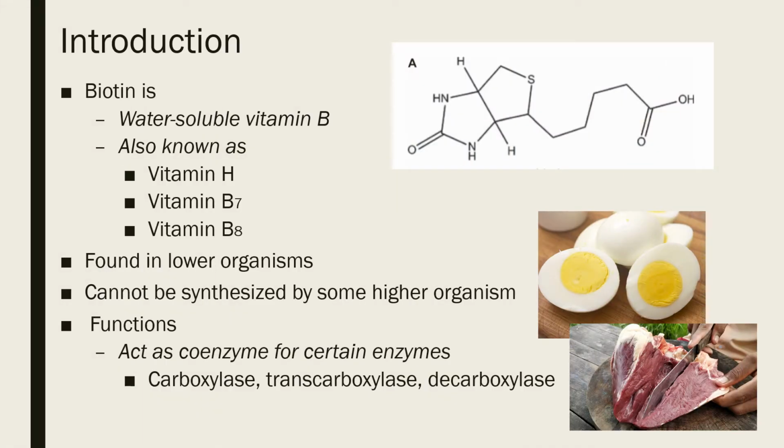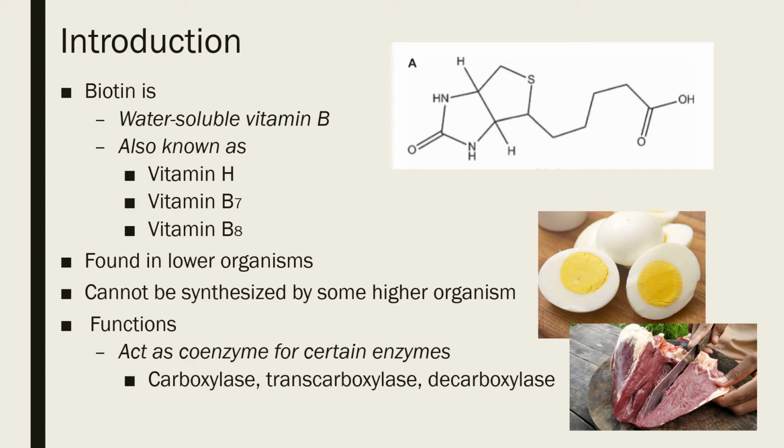Let's start with a brief introduction about biotin. Biotin is another example of water-soluble vitamin B that can be found in nature. It has many names such as vitamin H, vitamin B7 and vitamin B8. In the lower organisms, they can synthesize biotin in their system. Meanwhile, in some higher organisms, for example, us humans, cannot synthesize them by ourselves. Hence, we need to eat foods to obtain biotin for our bodies.